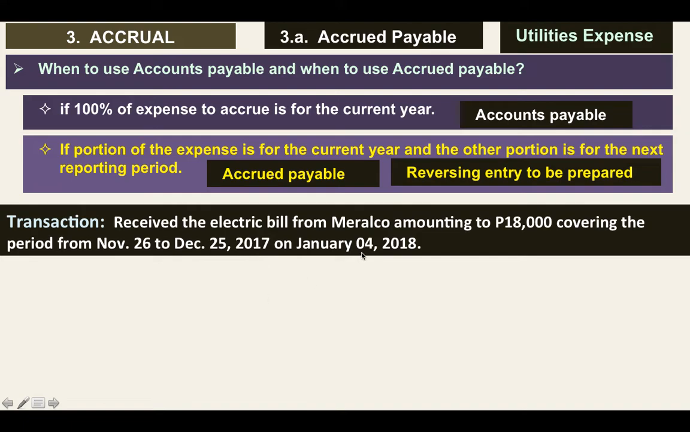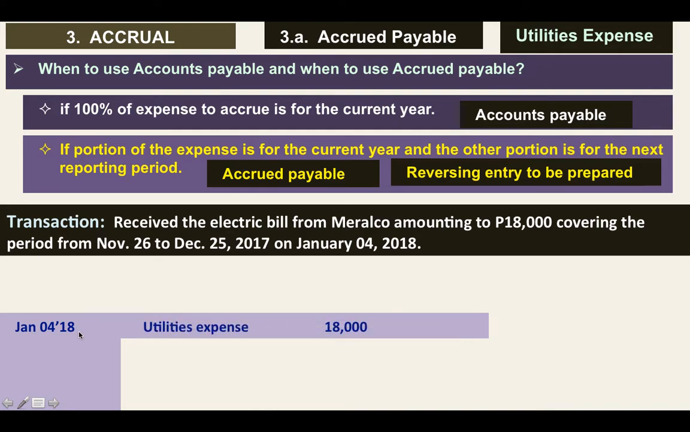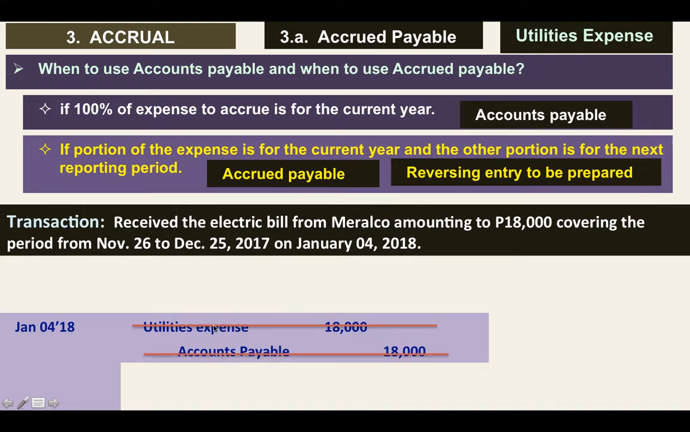So you will note that the bill is only for 2017. Okay? However, if we receive the bill on January 4, 2018, and you record the bill by debiting utilities expense and crediting accounts payable, mali ito. Bakit? Kasi dapat itong bill na to ay hindi para sa 2018. Dapat itong utilities expense is for 2017. So, in this case, dapat hindi natin ito i-record ng ganito.